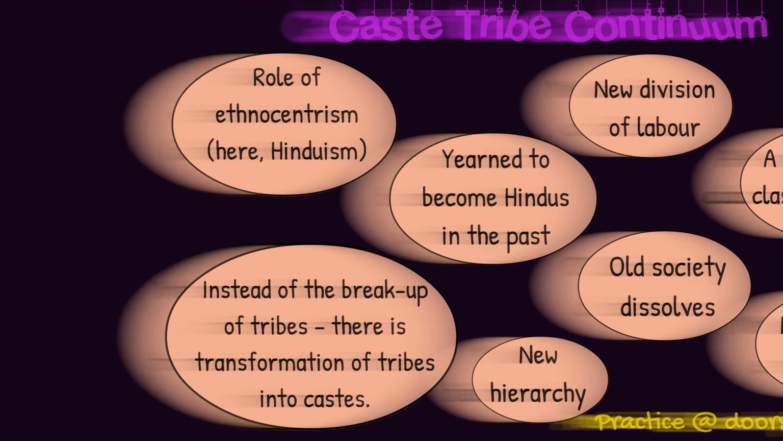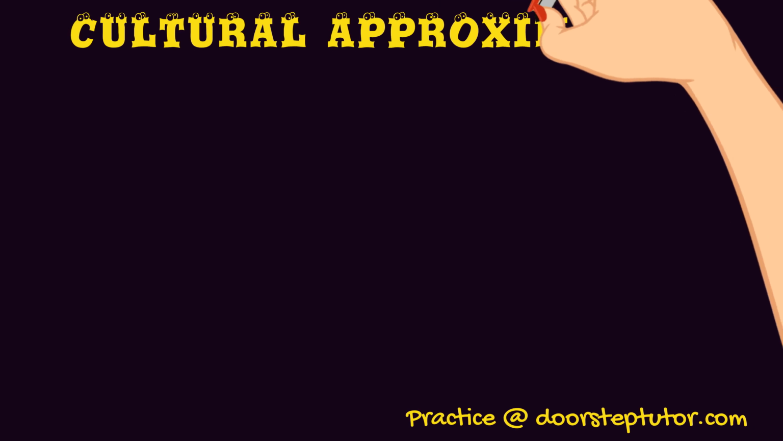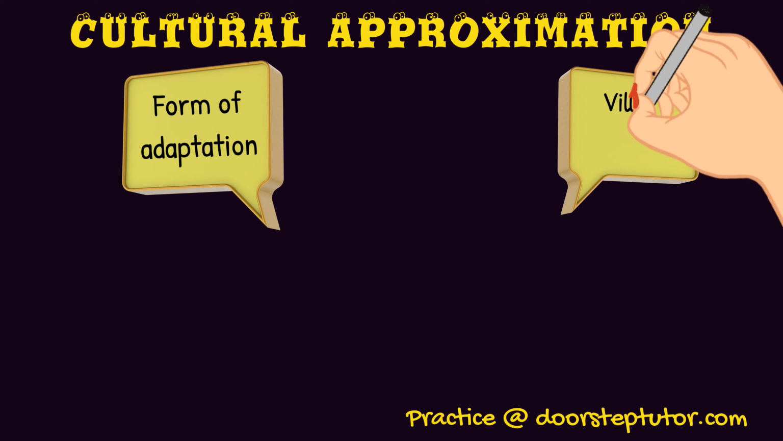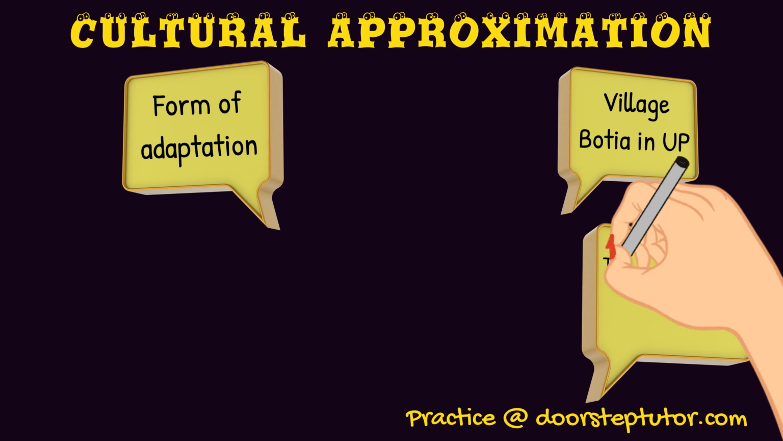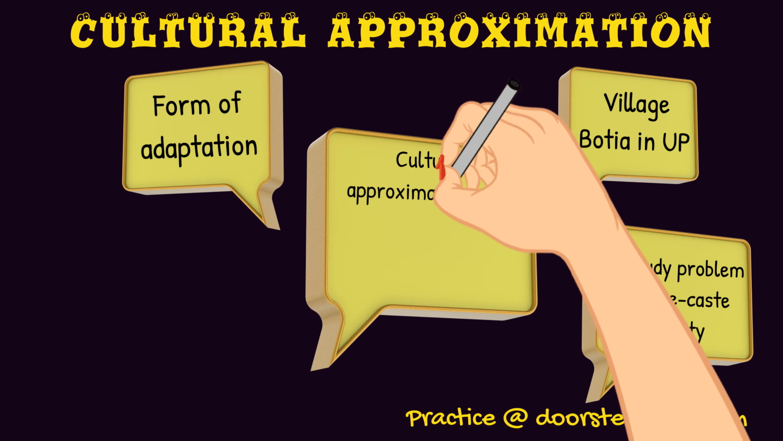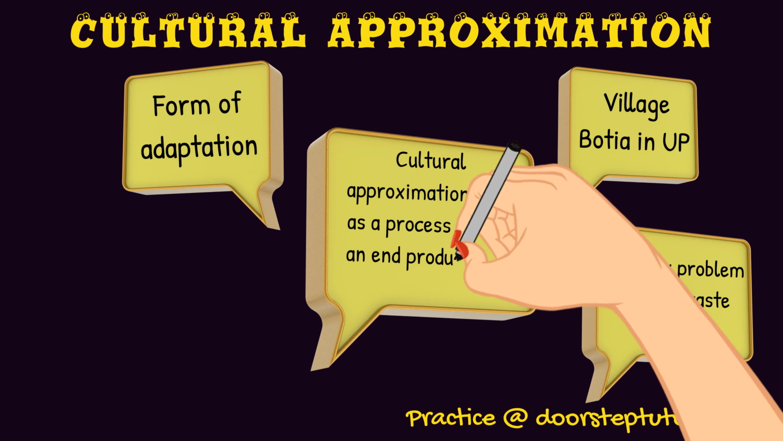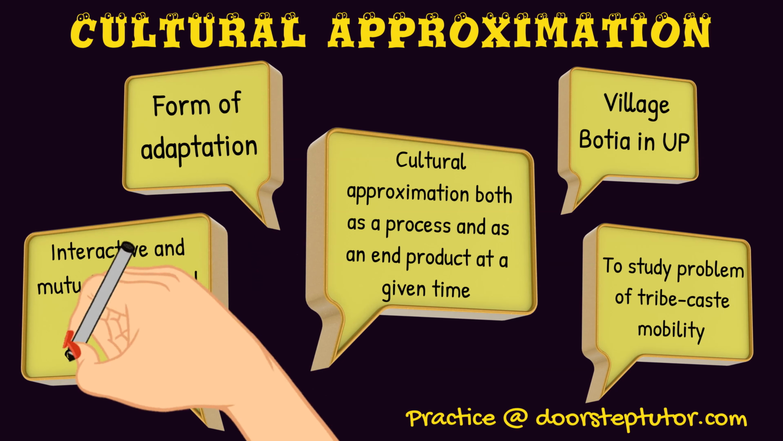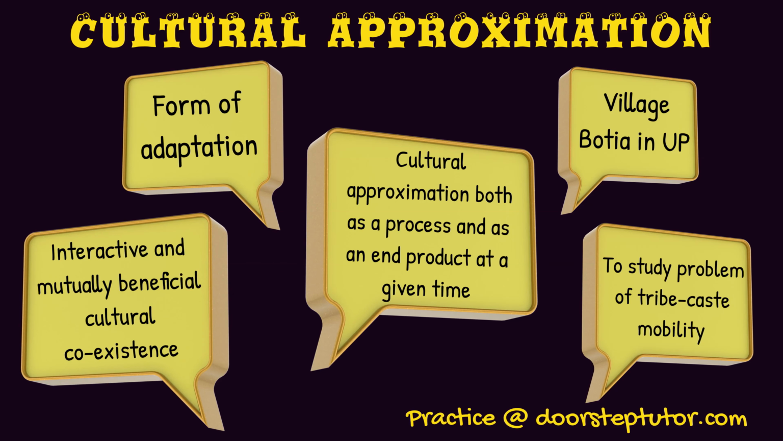Another concept related to this is cultural approximation, which is a form of adaptation, and it is also a process but at the same time an end product. This was to study the problem of tribe caste mobility. When there is a change, there are bound to be some problems related to it. So, this cultural approximation talks about how it is a form of adaptation in which interactive and mutually beneficial cultural groups coexist with each other. This was done by Srivastav in his study of village Bhotia in UP.